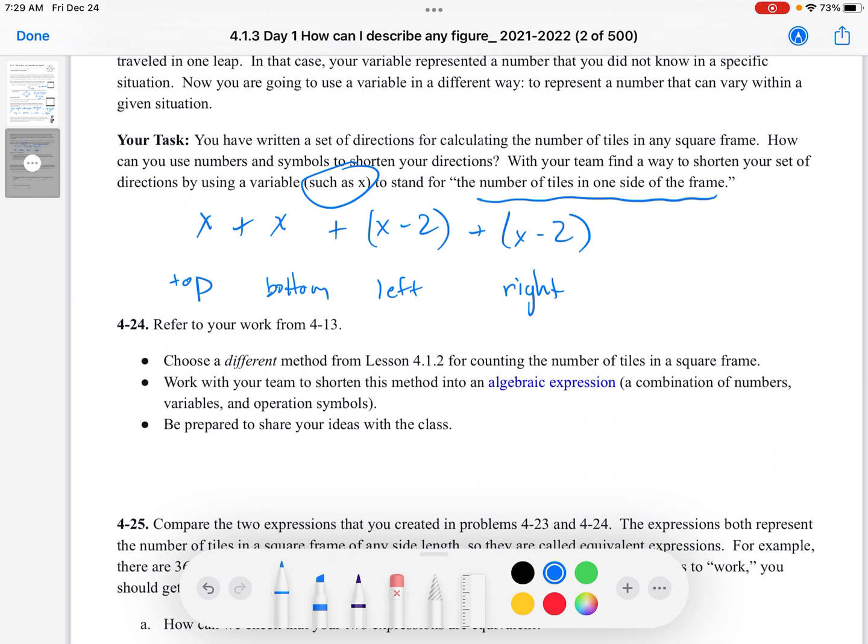So you can see, hopefully, the different parts. I can see my top. I can see the bottom. I can see the left. And I can see the right.